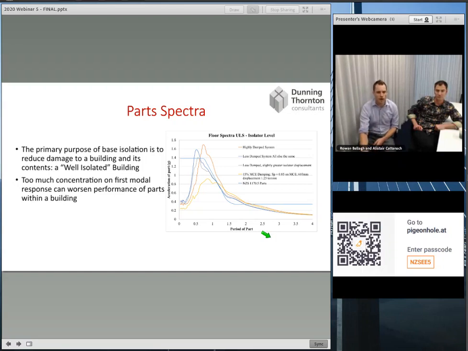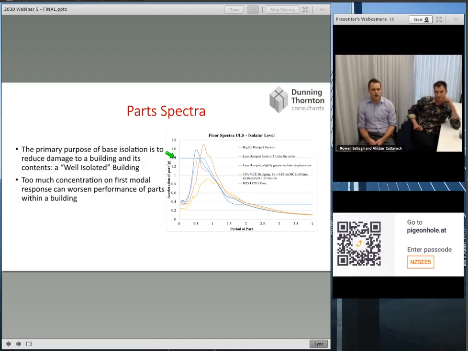This can be seen in the orange line in this graph. While the first modal response of the building is quite low down here, you've really significantly amplified the response up your building. And this is from having too strong a structure. You've actually amplified it more than the 1170 part spectra equivalent for a conventional building.